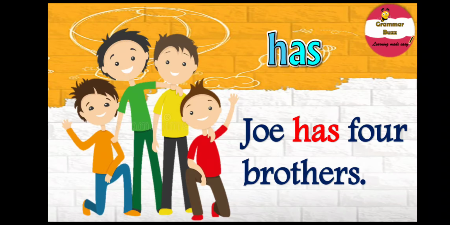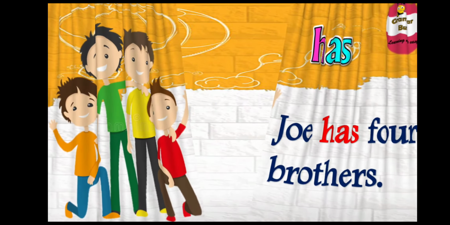Note, has is the main verb here as it is the only verb in the sentence and it stands all alone to make the sentence meaningful. And it tells about the present time. That is, Joe has 4 brothers now. Good job. Well, time for another example.